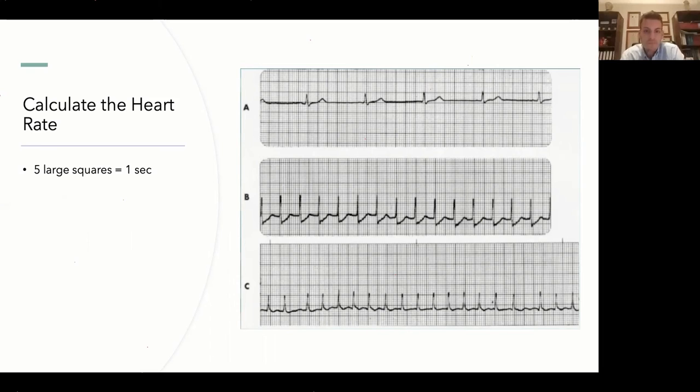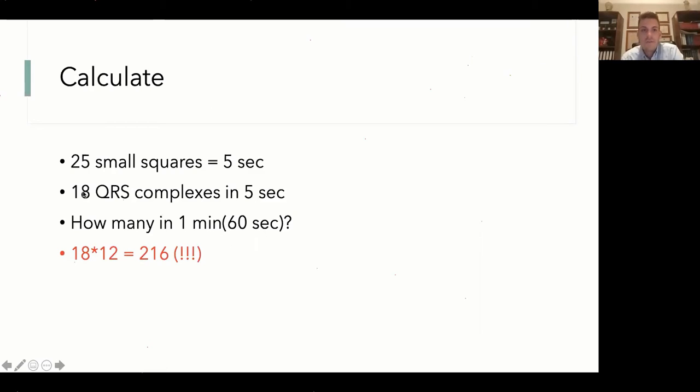So 25 boxes, 1, 2... Actually, it's right about here. So we have 18 QRS complexes in 5 seconds. If you multiply that by 12, you have 216. Is everyone understanding how this works?